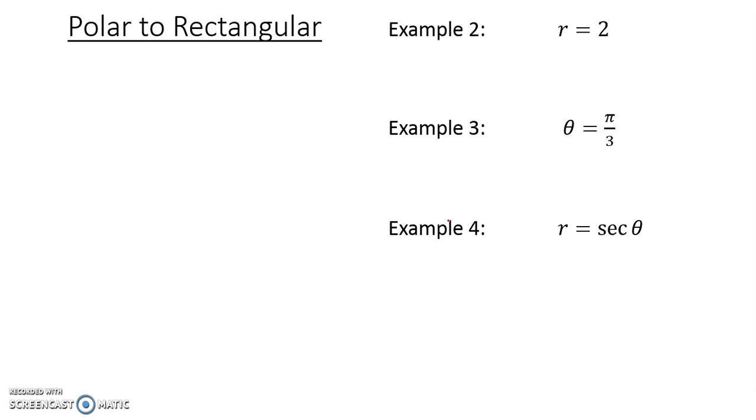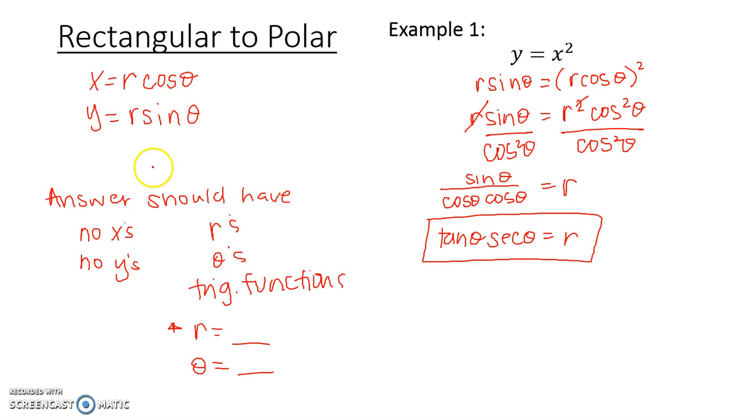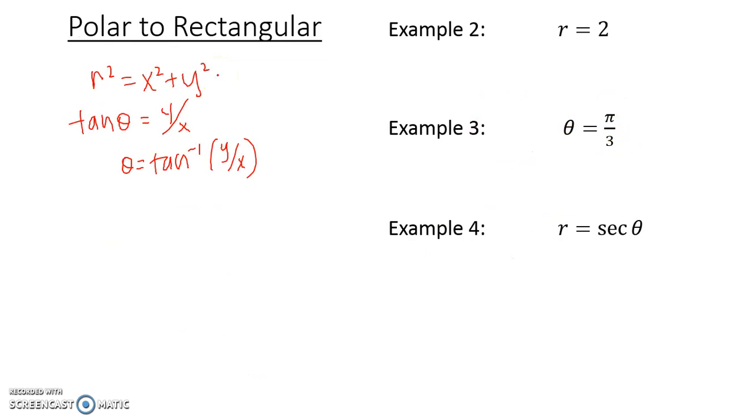For your polar to rectangular conversions, typically you're going to be using that r squared equals x squared plus y squared, and tangent of theta is equal to y over x. Or you may say theta is equal to tangent inverse of y over x, since those are the same. Now, that's not to say that you won't use that r cosine theta is x or that r sine theta is y. This set is already solved for x and y, so it makes it a little bit easier to go from rectangular to polar. You do use them both, no matter which way you're going.